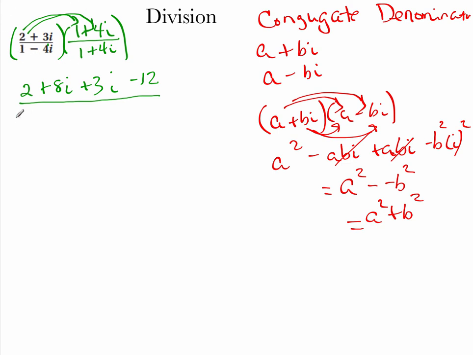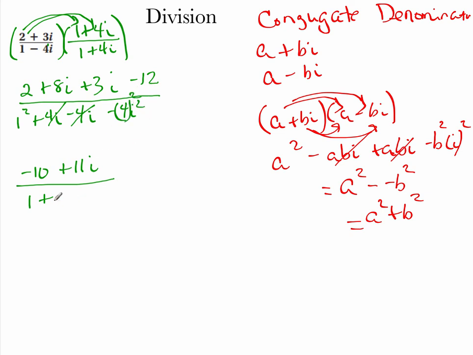When I FOIL this out, this is 1 squared plus 4i minus 4i, and then it's going to be minus 4i squared. So let me simplify, collect terms. 2 minus 12 is minus 10. 8 plus 3 is 11i. Divided by, those two are going to cancel each other. And this is going to be 1, and this is going to be plus, you know what I didn't do? I didn't square that 4, did I? Somebody would have caught me.